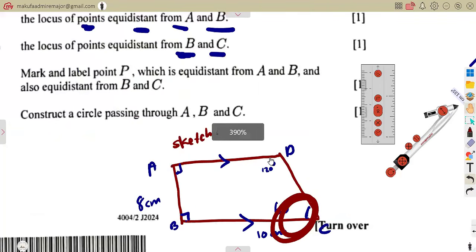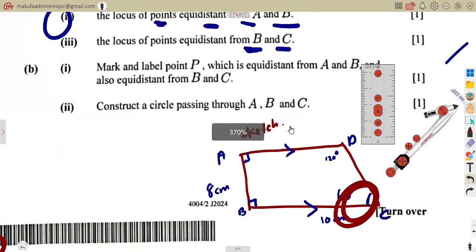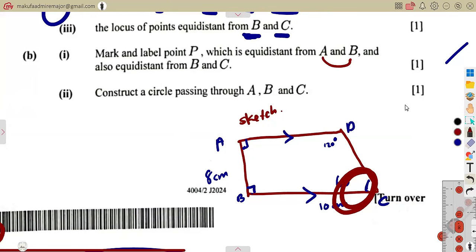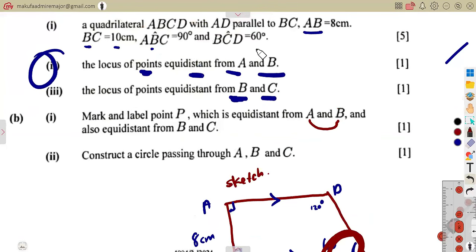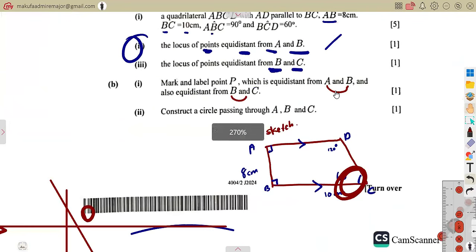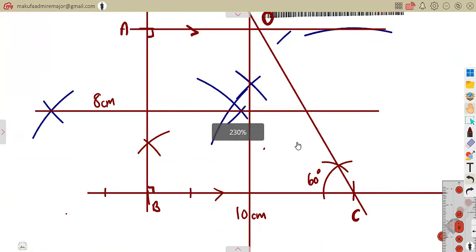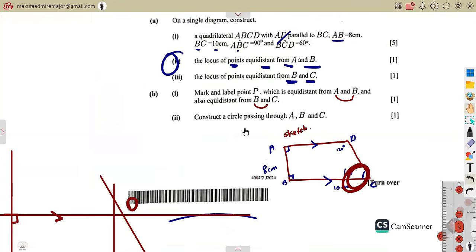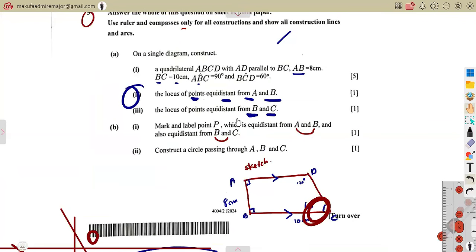Then the question there was: mark a point P. This point P that we are having here is supposed to be equidistant from A and B, and from B and C. As you can see, A and B, it's a line bisector. B and C, it's a line bisector also. So these two line bisectors meet at this point. Where they meet, that is the point that you're supposed to mark and name P. Mark and label point P.